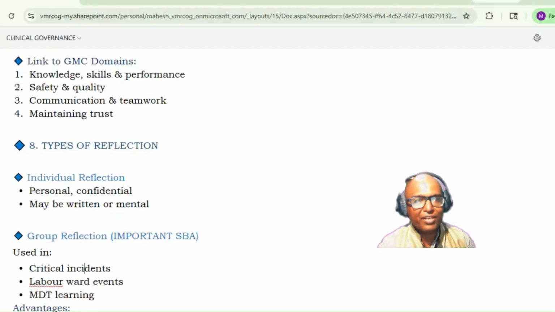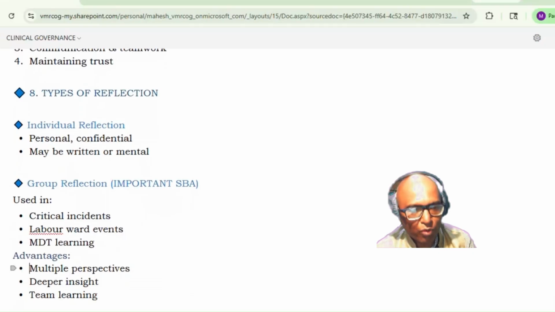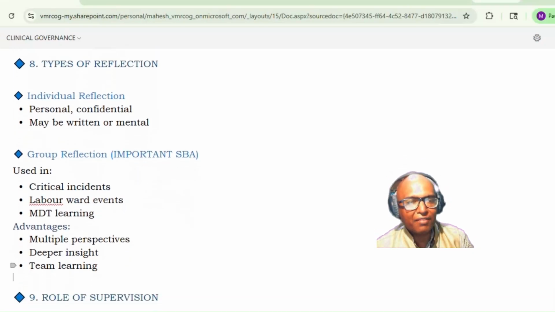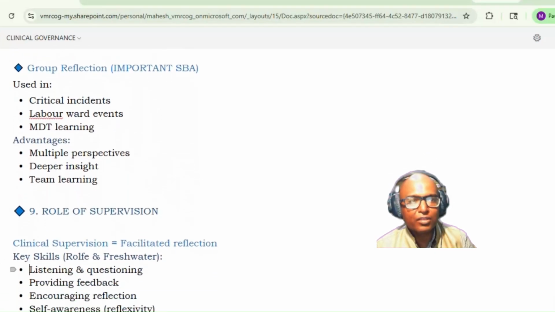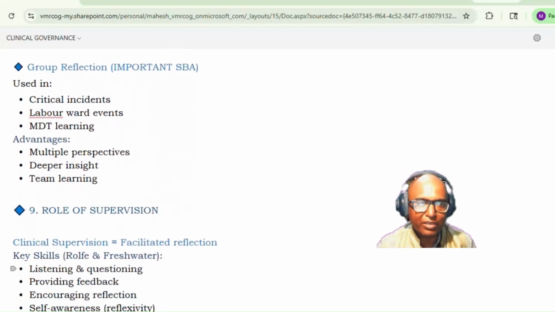Now, what are the types of reflection? There may be individual reflection, or there may be group reflection. Individual reflection deals with the personal and confidential. It may be written, or it may be mental also. Group reflection is used in clinical incidents, labor ward events, MDT learning. The advantage of group reflection is that there are multiple perspectives, a deeper insight, and team learning. So when you are working in a team, group reflection on a particular event can be done, and it can be individual reflection also.